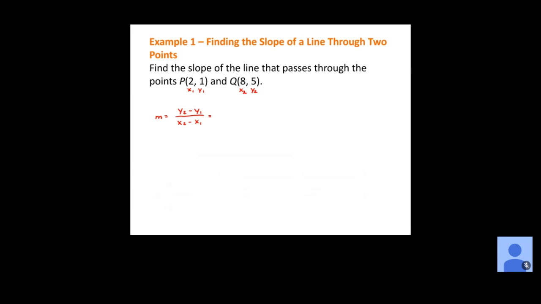Now, if you had switched your points and called the 8, 5, the x1, y1, and the 2, 1 was x2, y2, it's still going to give you the same slope. Okay, so as long as you label them, right, it doesn't matter which order you label them in, just don't mix up your 1s and 2s, right? You can't call one point x1, y2, that wouldn't work. All right, so in this case, if we start with our y2 value, that's going to be 5. So we're going to have 5 minus, then we're subtracting our y1 value, which is 1. We're going to divide that by x2, which is 8, minus the x1, which is 2.